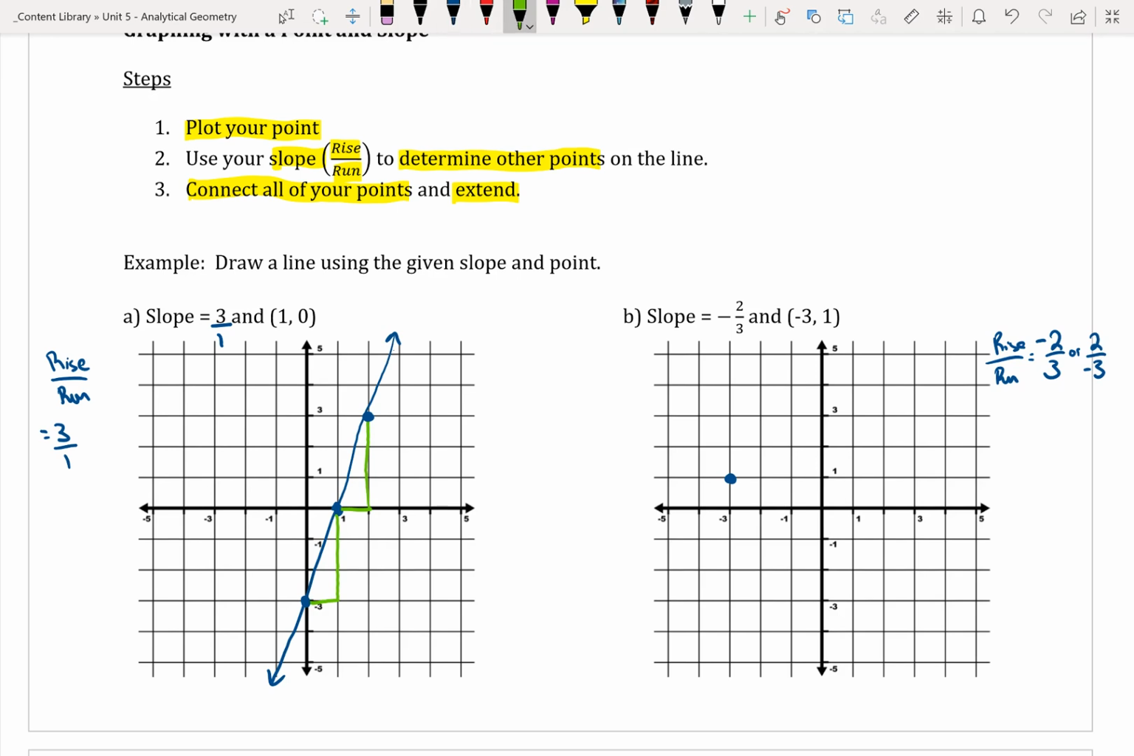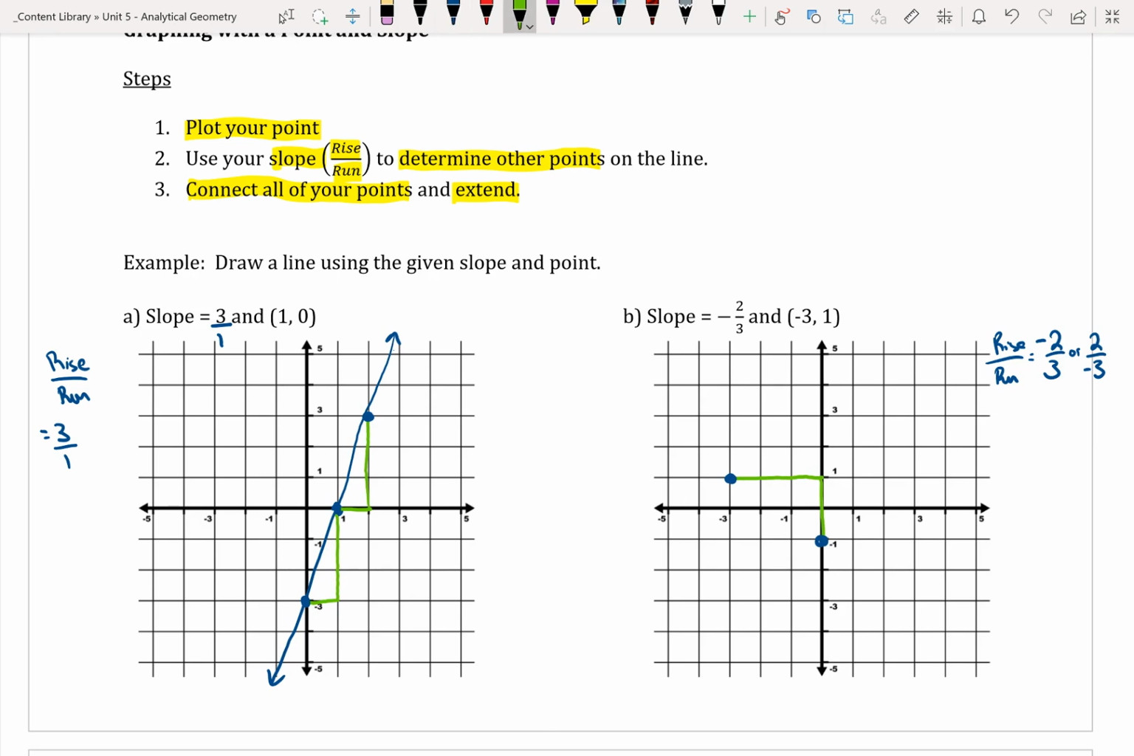So for right now, because my run is either -3 or +3, I'm going to choose the one where it's +3 because I can only go in the right direction right now. So in that case, I'm going to go over 3 in the positive direction and then down 2. And that's going to give me my next point.